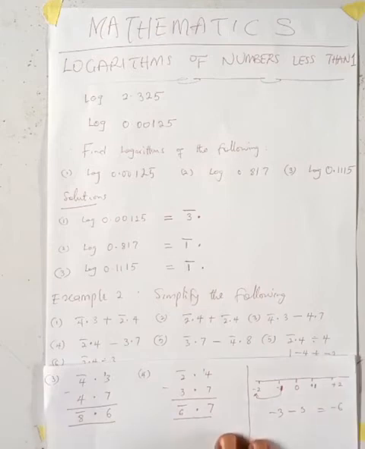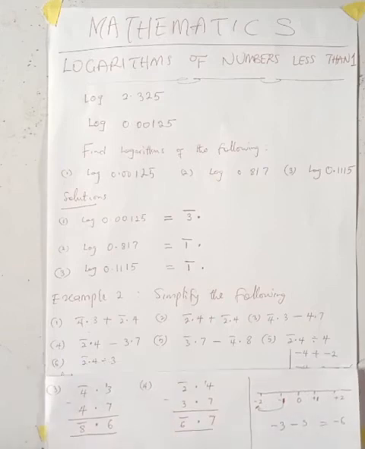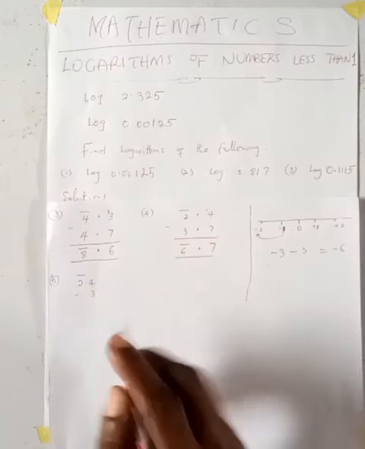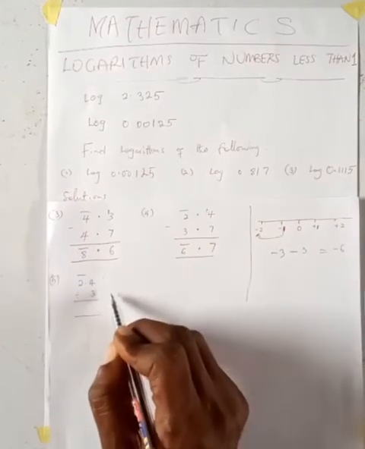So our result here is going to be bar 6.7. In number 5, there I have bar 2.4 divided by 3. To divide here, what we are going to do is this.